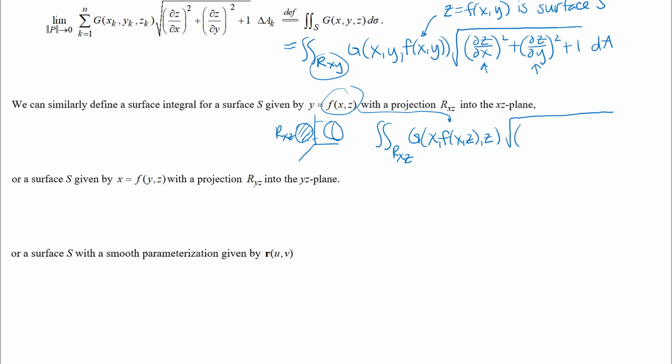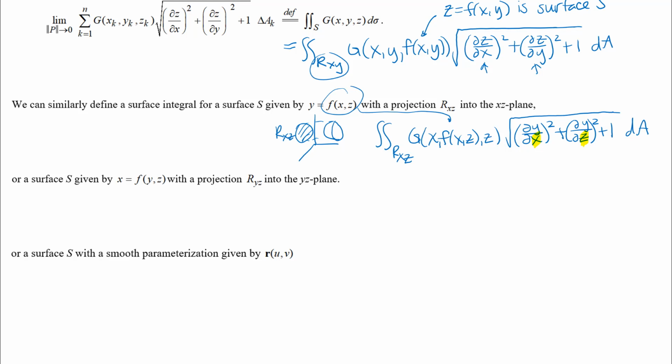So I'm going to have some partial derivatives here, but they will be partial derivatives of y with respect to x and z from the equation of my surface. So you're going to be looking at partial derivatives of your surface equation with respect to the variables for the plane you're projecting into. And then my dA would be dx dz or dz dx, depending on which order I want to do that integration in.